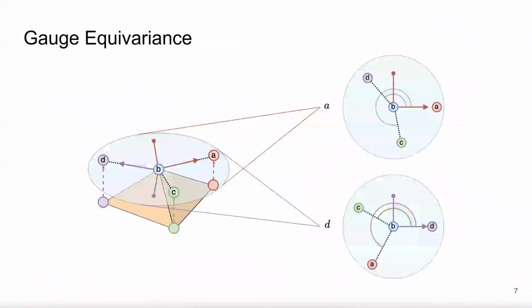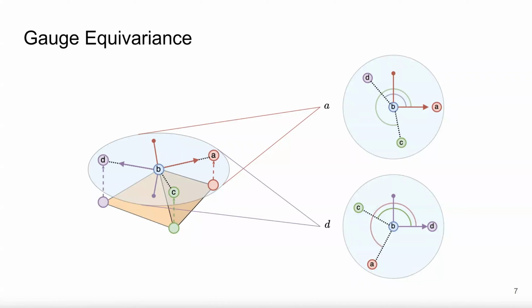To properly express the geometric information of a manifold, one must consider an important symmetry of the manifold. In the left figure of the mesh, we focus on vertex B and its neighbors and project them onto the tangent plane at vertex B. There is clear ambiguity in the choice of local reference, or gauge.